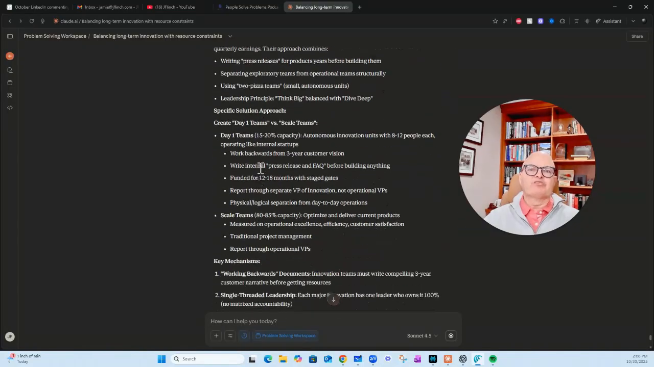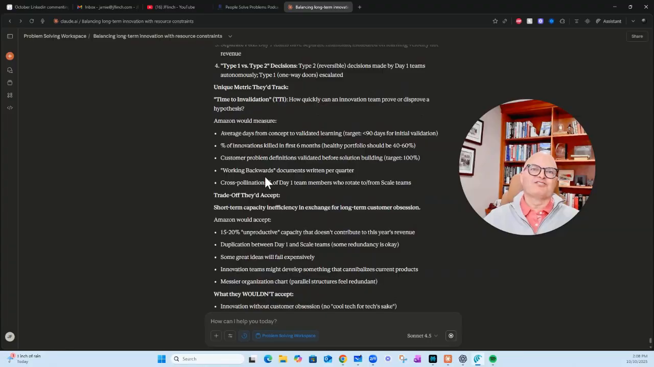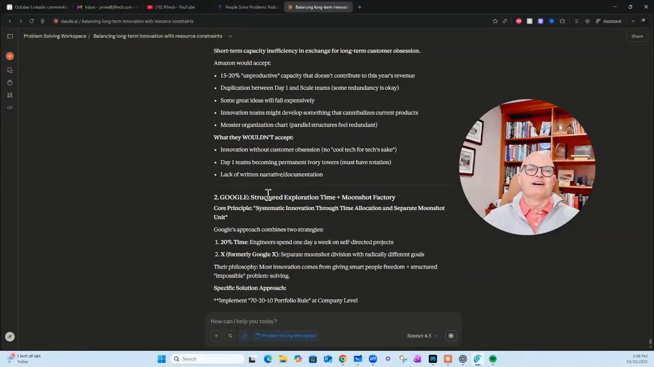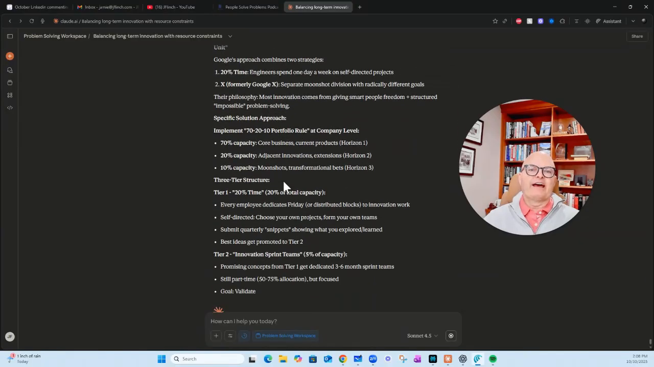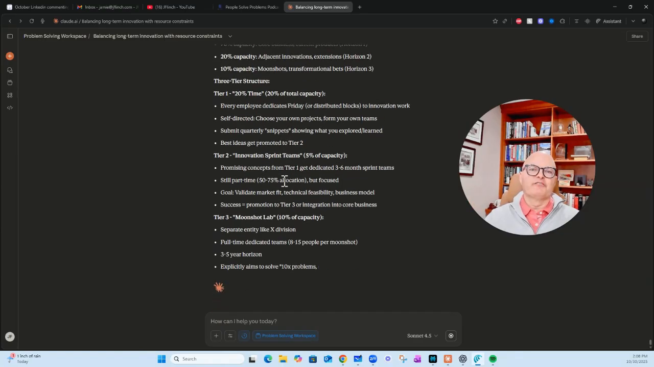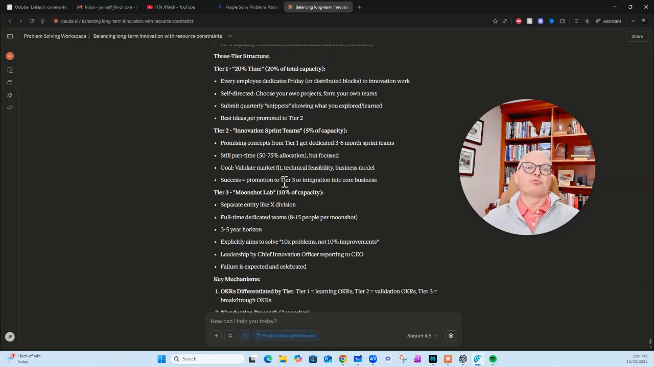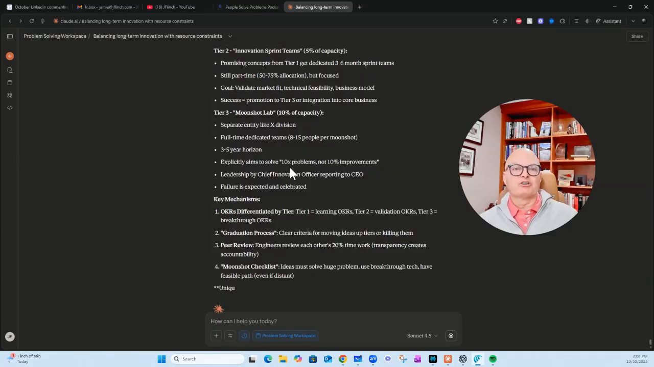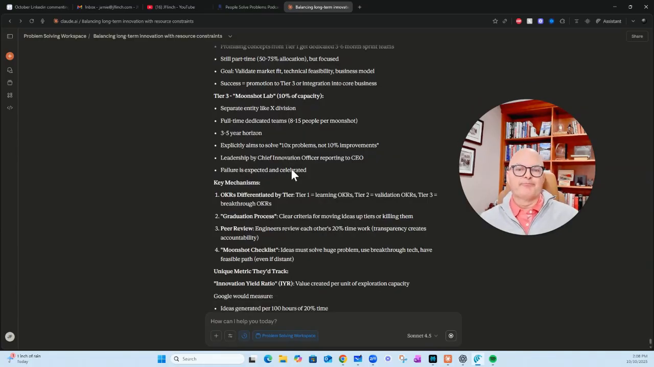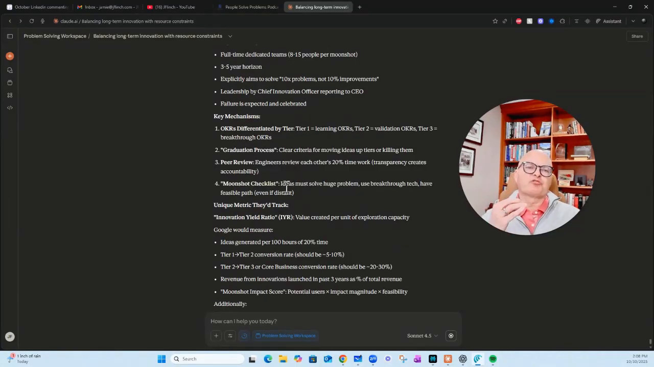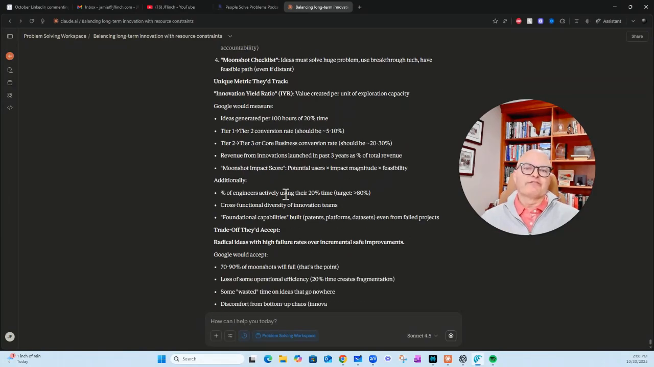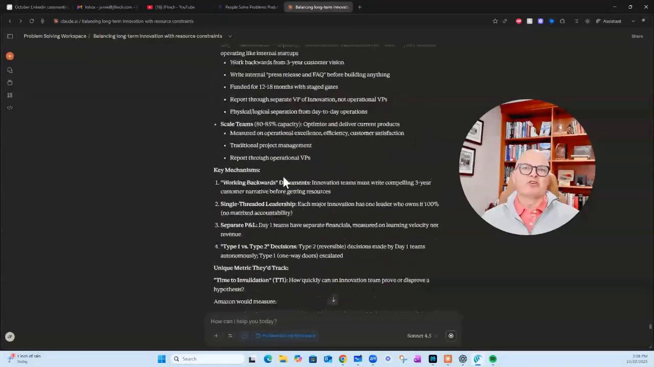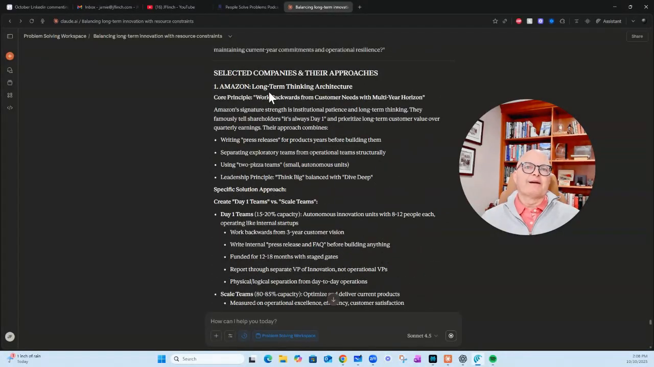But how would Amazon solve this? Or, in some cases, how have they solved this? So you start to look at how different companies would solve it. If you pick companies where there's a lot written about them, maybe even books, you're going to get more information, more specificity out of these examples. So this is going to go on for a while. As we go into it, I'll just go back to the first one, Amazon long-term thinking architecture.